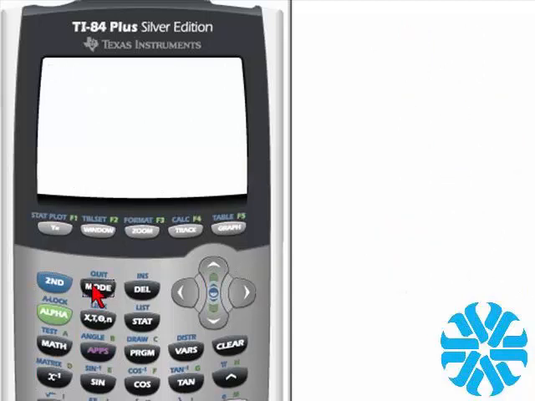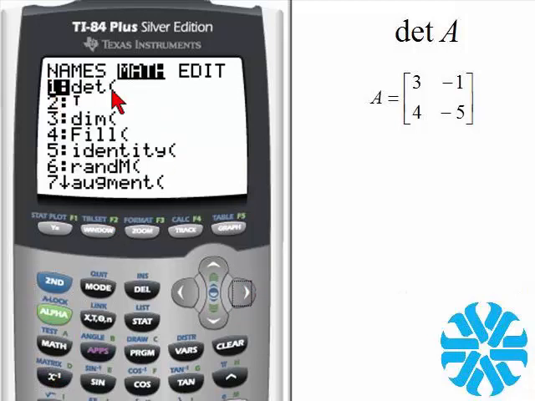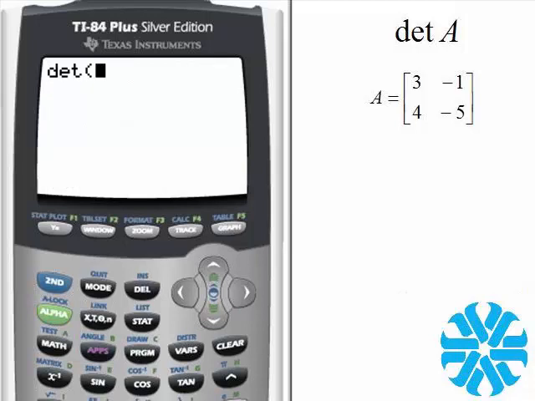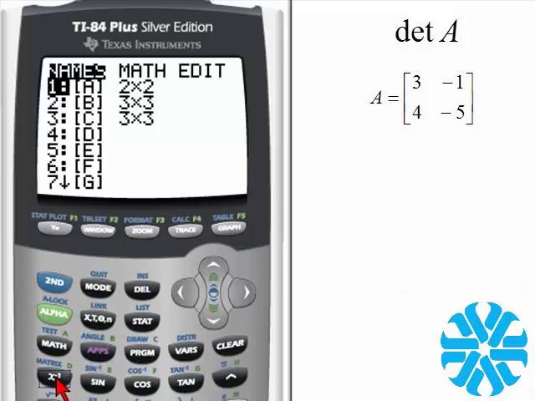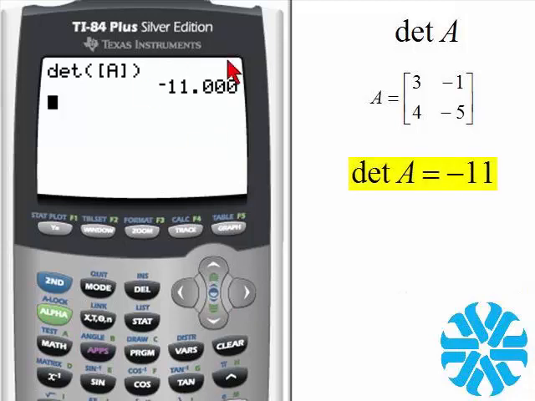In the first example, we would like to compute the determinant of matrix A. So what we need to do is we go to second function matrix, and we move over to math, and we can see determinant, DET. Select enter. We want that of matrix A, so select second function matrix. First entry is matrix A. Select enter. Close the parenthesis and select enter again. So the answer for the determinant of matrix A is -11. Okay, let's go ahead and clear the screen.